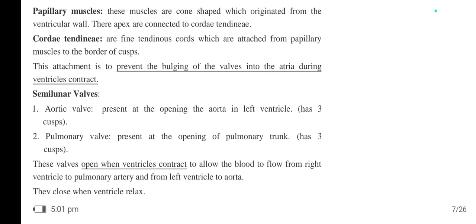Papillary muscles are cone-shaped muscles which originate from the ventricular wall. Their apexes are connected to the chordae tendineae. Chordae tendineae are fine tendinous cords attached from the papillary muscle to the border of the cusp. This attachment prevents the bulging of the valves into the atria when the ventricles contract.